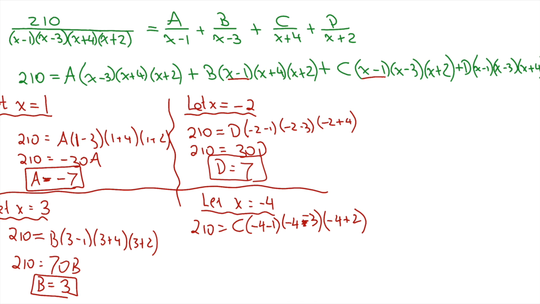So that is negative 5 times negative 7, 35. 35 times negative 2, 70. Better known as negative 70. Therefore, C is equal to? Negative 3.